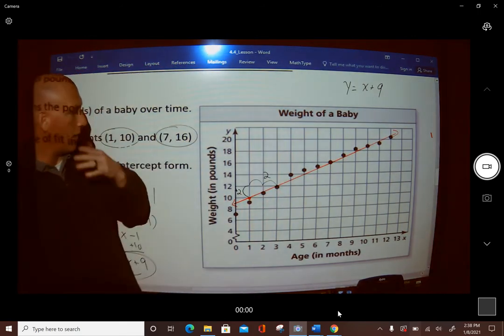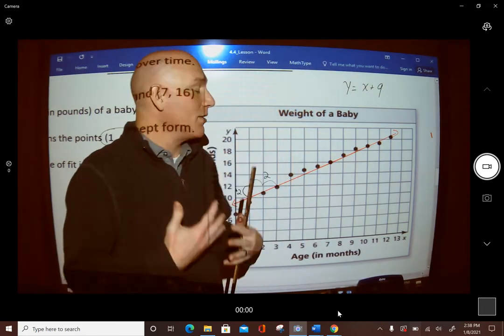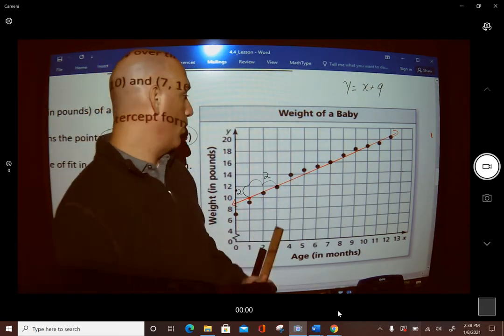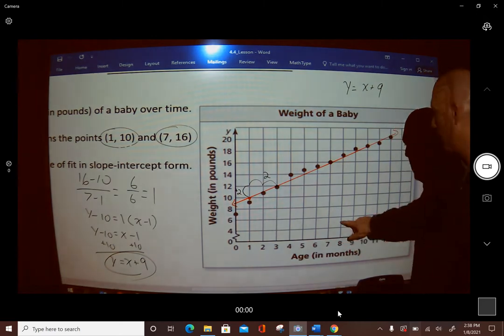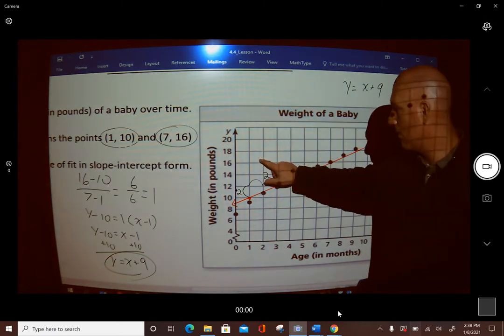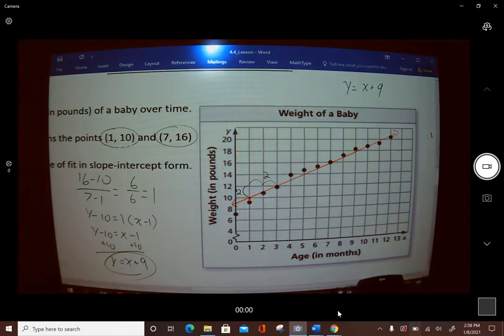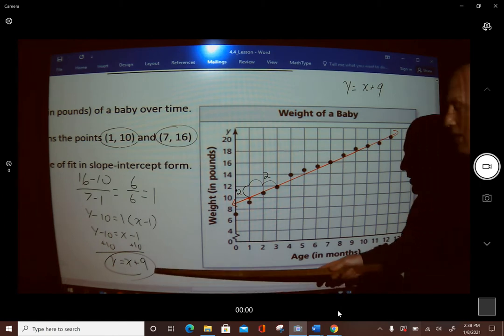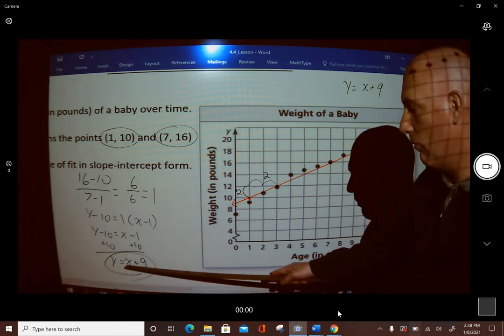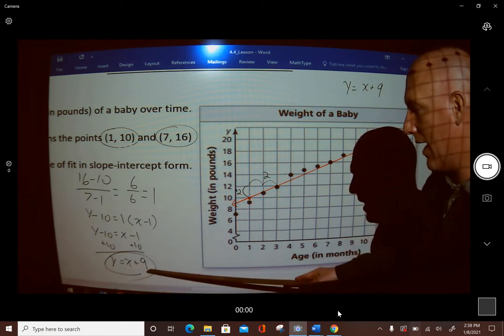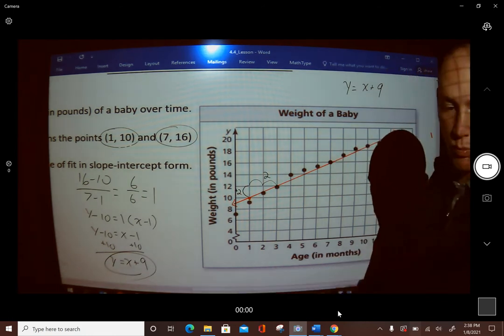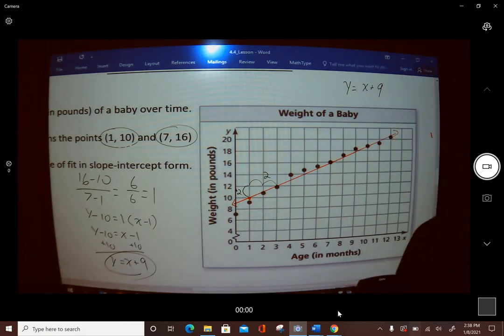So I can start making predictions. I can look, what do I expect an 8-month-old baby to weigh? Go to the 8, come right up. I would expect it to be right around 17 pounds. Or you can plug it in here. You can take 8 as my input. 8 plus 9 would be 17. So its weight would be 17 pounds.